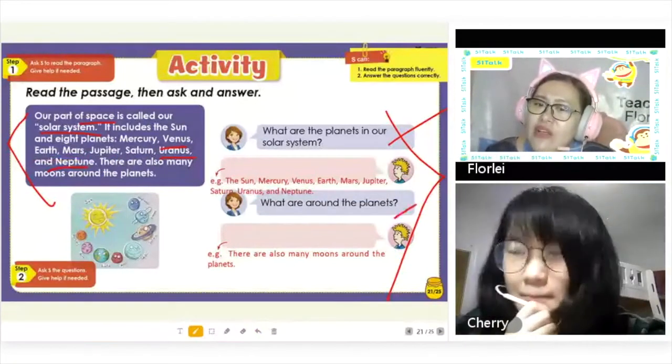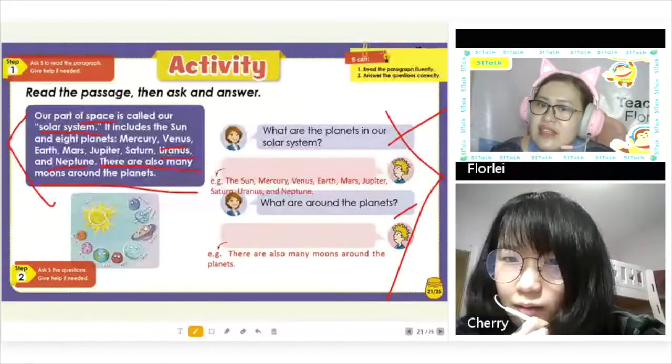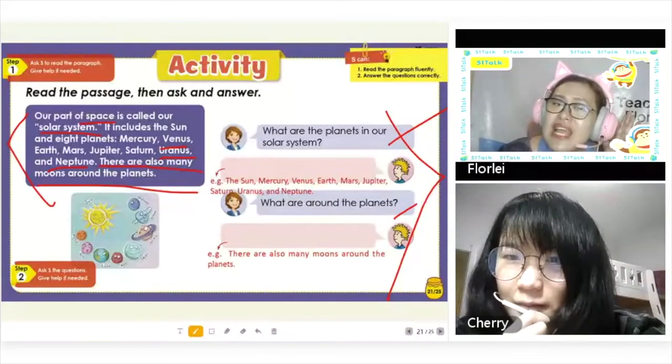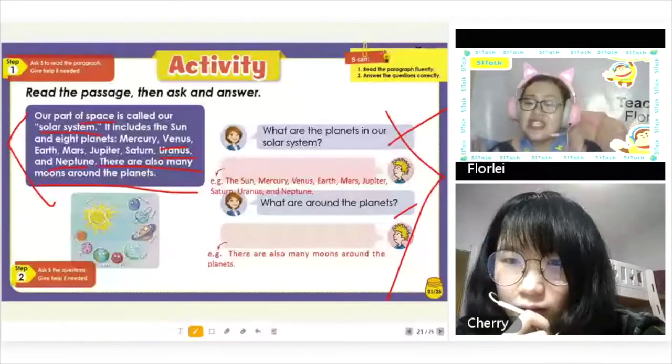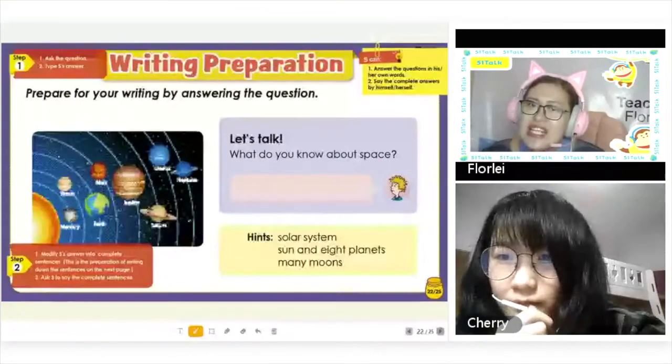What are around the planets? Many moons. Okay, there are also many moons around the planets. Very good. Great job. Let's go to the next page.